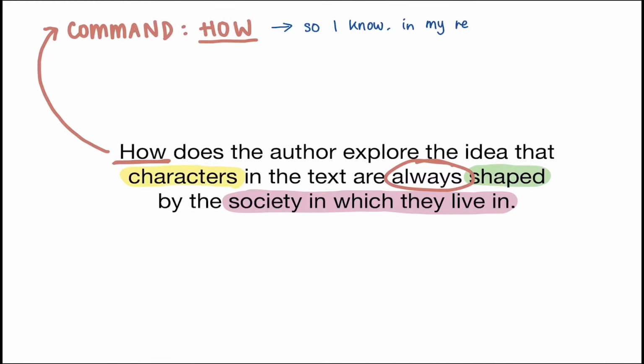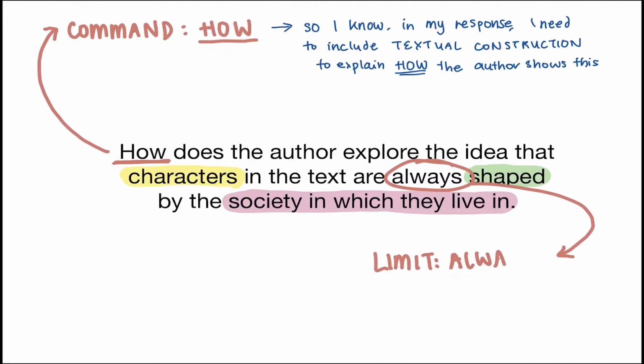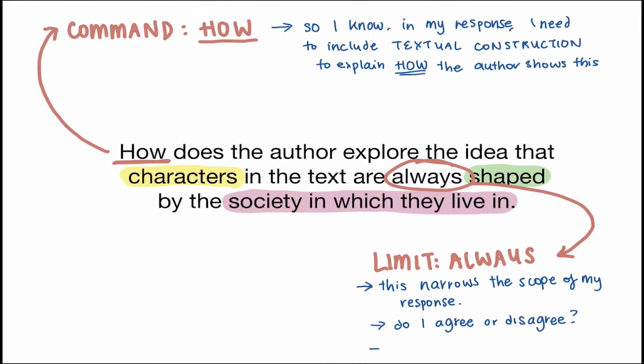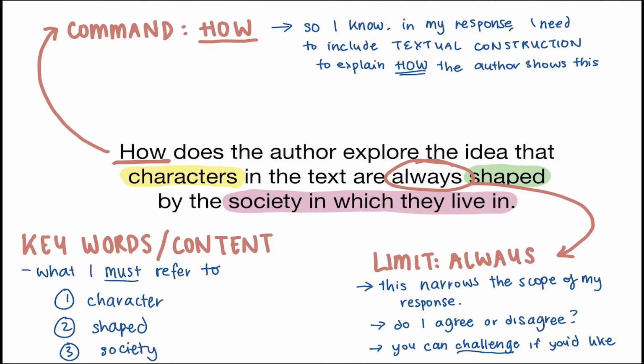In this question, the command word is how. So I know in my response, I need to include textual construction, for example, characterization, setting, plot, point of view, in order to explain how the author shows this. The limiting word is the word that narrows the response. In this case, it's always. Then we have the content words. So this prompt is asking us to talk about characters and how they're shaped by the society that they live in.